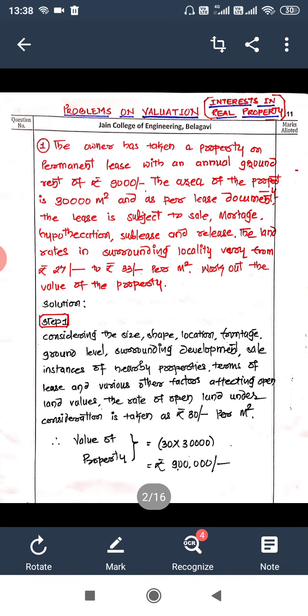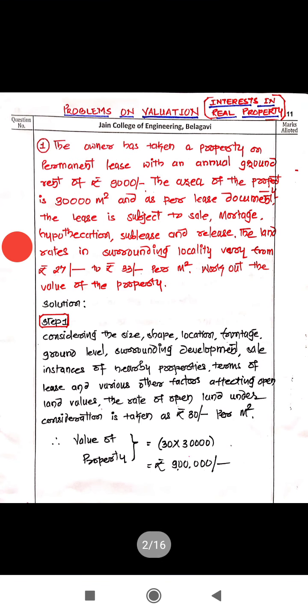Now the first problem, I'll read it first. The owner has taken a property on a permanent lease with an annual rent of rupees 9000. The area of the property is 30,000 meter square, and as per the lease document the lease is subjected to sale, mortgage, hypothecation, sublease and release. The land rate in the surrounding locality varies from 27 rupees to 33 rupees per meter square. Work out the value of the property.